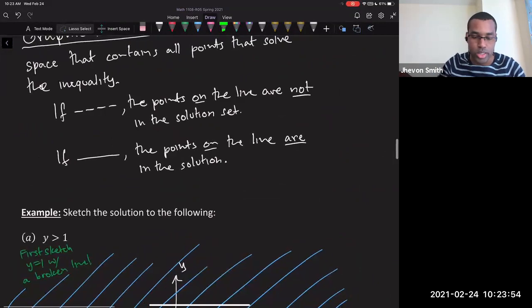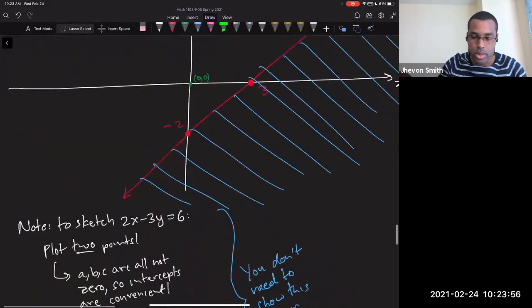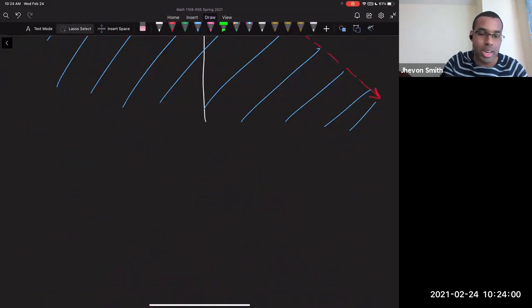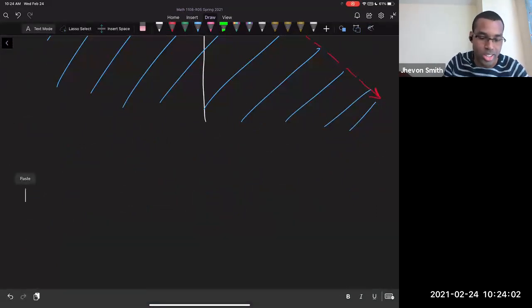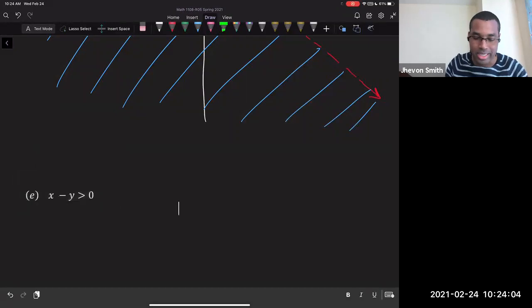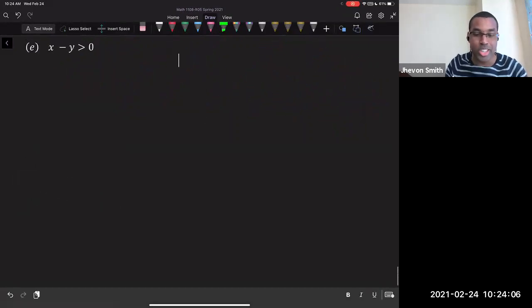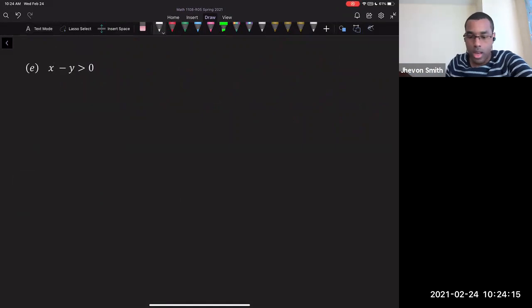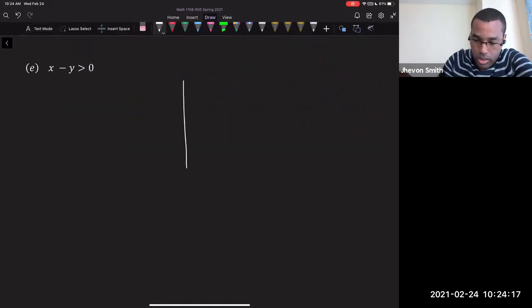In 5.2, we're going to have to do this with several things at the same time. So knowing how to do one of them fast is definitely to your benefit, because you're going to be doing several all at the same time and finding where the overlapping region is, right? Which is what we call the feasible region. So I'm going to do this.